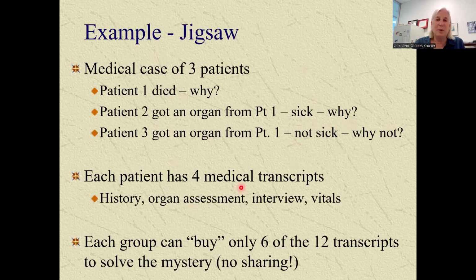So we've got 4 medical transcripts for each patient. They can do medical history, organ assessment, interviews, vitals. There are 12 pieces of information altogether, and each group can only buy 6 of those. So they're only allowed half of the information. They're not allowed to share amongst the groups, but they have to try and solve the mystery. So it's all about buying the right information. They often buy 1 or 2, take a look, and then buy another 1 or another 2 until they get there, and hopefully they get the diagnosis.